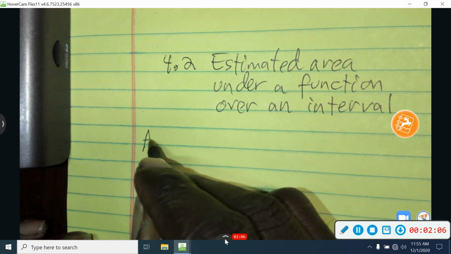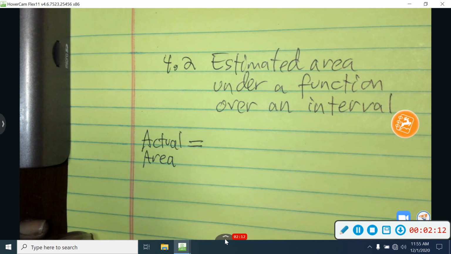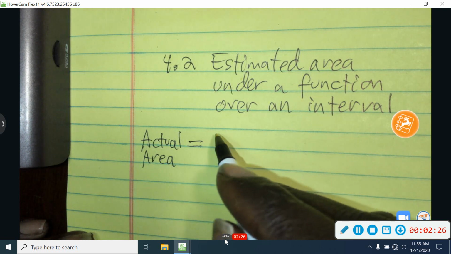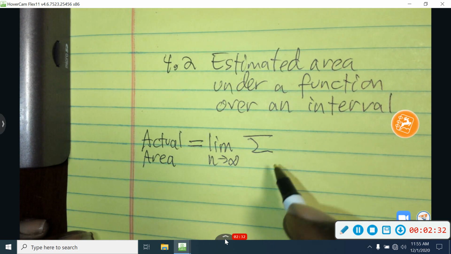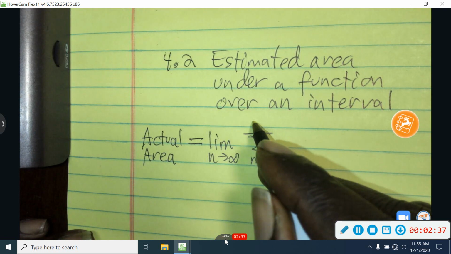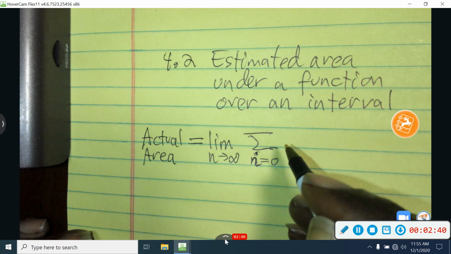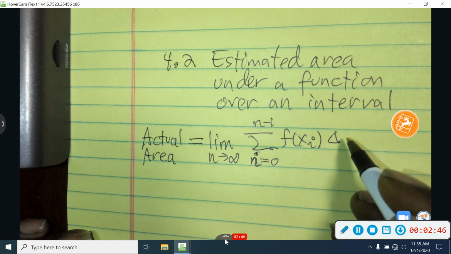Remember, the actual area would be you doing that infinitely often. So it'd be a limit of you, as the number of rectangles go to infinity, of adding up all the areas of the rectangles. So if you're using left-hand endpoints, it'd be a limit as n goes to infinity. Again, we use summation notation to compactify the sum. i would go from 0 to n minus 1 of f of x_i times delta x.